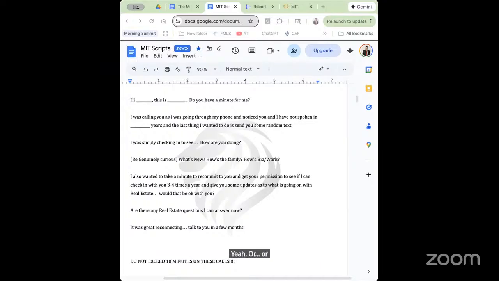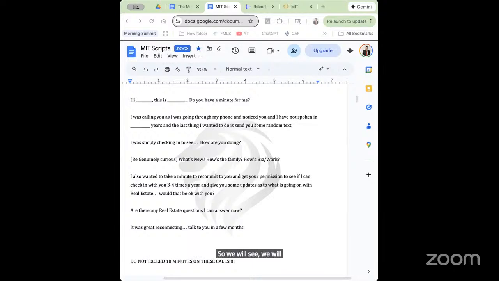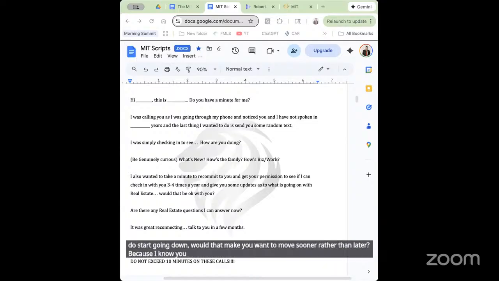Or we could have massive inflation. That's great. You want to be paying $20 for a pack of gum? We will see. Yeah, if the interest rates do start going down, would that make you want to move sooner rather than later? Because I know you have someone in school.